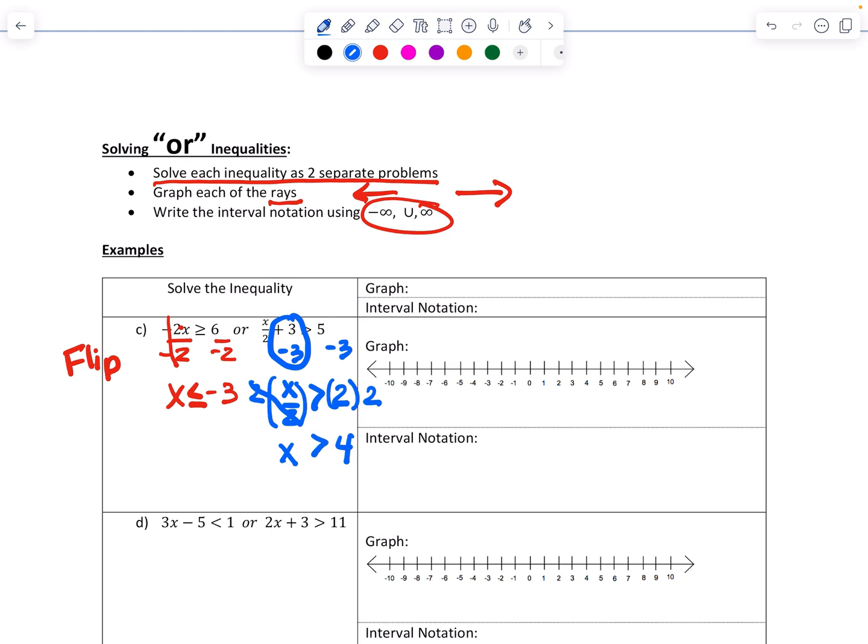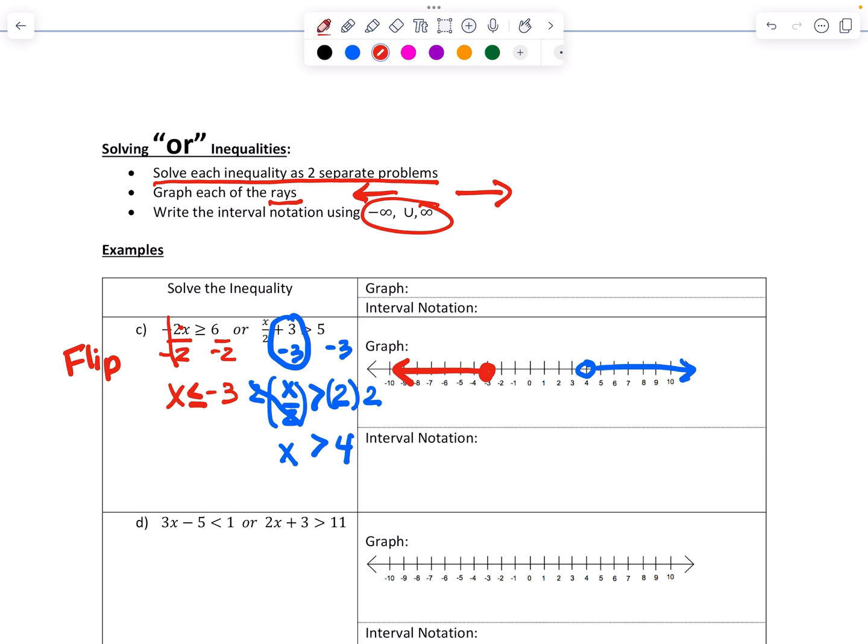And now we graph it. So x is less than or equal to negative 3. Find negative 3. Fill in the circle because it was less than or equal to, and everything to the left. X is greater than 4. I find 4. Open circle because it's just greater than, everything to the right.